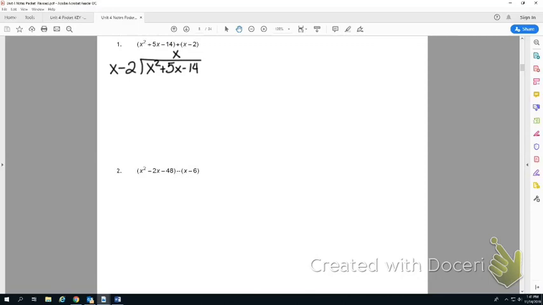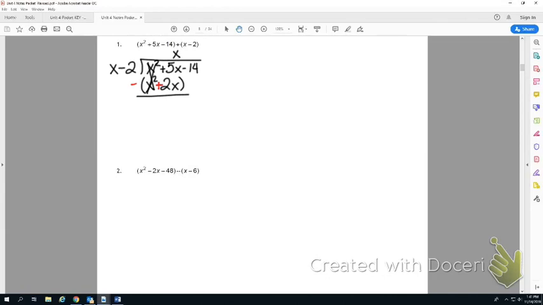I divided. What's the next step? Multiply. X times x is x squared. I need to make sure to write it underneath the x squared. X times negative 2 is what? Negative 2x. So next I'm going to subtract. So the x squareds do what? Whenever I do those next two terms, what do I end up with? 7x, because that minus turns that negative 2x into plus 2x, and then 5 plus 2 is 7.